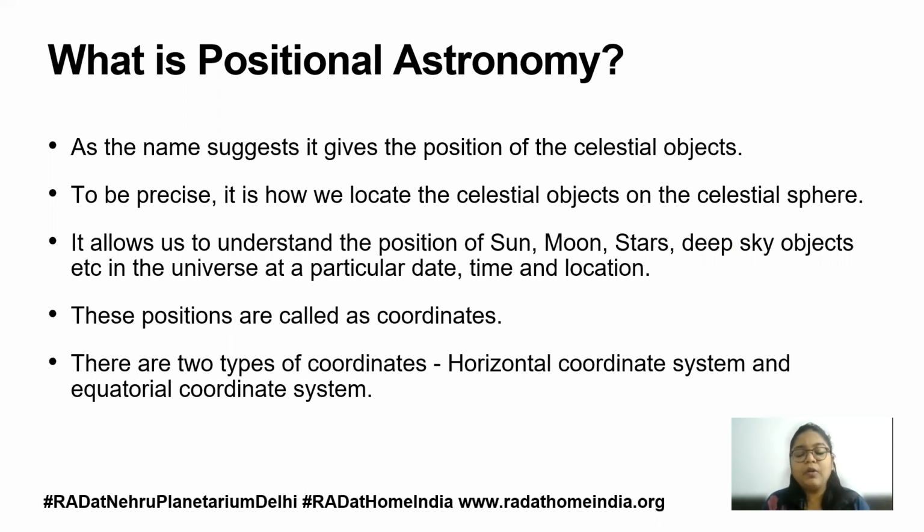So we talk a lot about coordinates. I'm sure that during the last 3 weeks, all of you have made a lot of RGB images, and every time you make an RGB image, you go to the Skyview form and enter some coordinates, and we all talk about coordinates, coordinates, coordinates. So what are these coordinates? It's just the position of the celestial object. So that's what positional astronomy is. There are two types of coordinates: one is horizontal coordinate and one is equatorial coordinate.